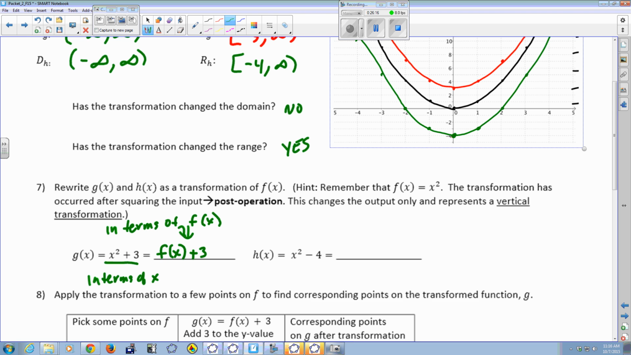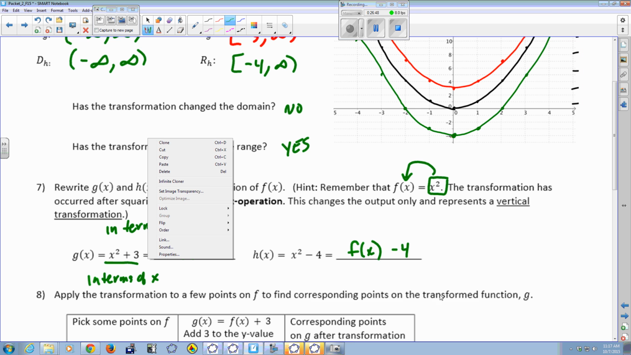Because all I've done is where I've seen x squared, I've replaced it with what it's equivalent to, f of x. So I perform my operation of squaring my input, then I add the 3. It's like an afterthought. Okay? When you're an afterthought, you're a vertical change. Okay, h of x equals x squared minus 4. So I want to try that one in terms of f of x. F of x minus 4.